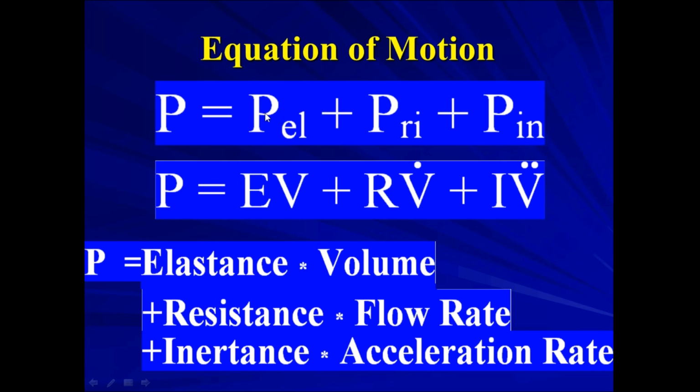So the pressure will be made of elastic pressure, resistance pressure, and inertial pressure. So the formula will be: pressure is equal to elastance multiplied by tidal volume, plus resistance multiplied by flow rate, plus inertance multiplied by acceleration rate.